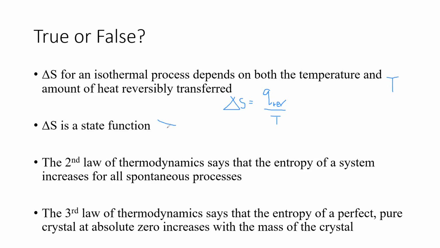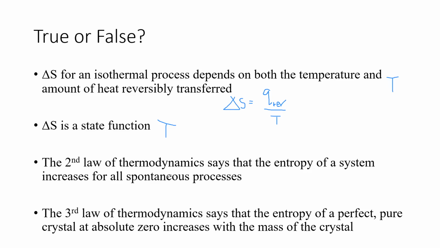And then delta S is a state function. That's going to be true as well. And that's why we've got the equation for delta S, where we can look at the entropy of the products and just subtract it from the entropy of the reactants. It's just looking at those initial and final states. It doesn't actually matter how we get there. Because it's just interested in those 2 points, the initial and the final, the reactants and the products, it doesn't matter how we get there. That's why we're going to consider delta S to be a state function. Similar to delta H as well.